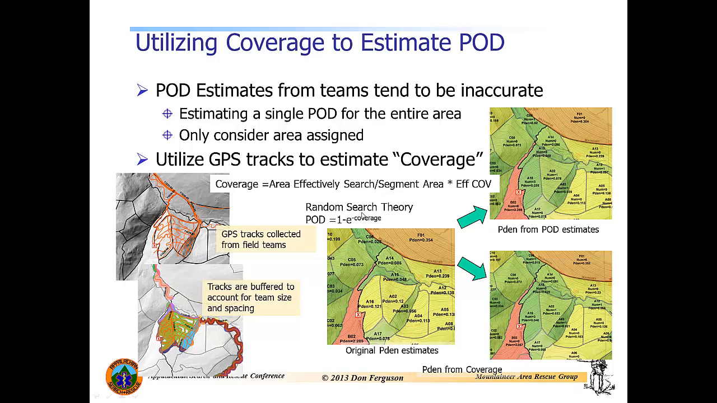And because GIS can easily follow GPS tracks across search segments, it is possible to credit teams with searching outside of their assigned areas. This provides a more accurate picture of the area searched compared to just post-search debrief estimates.